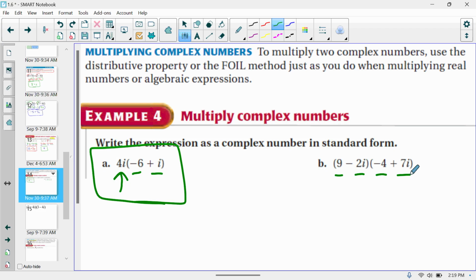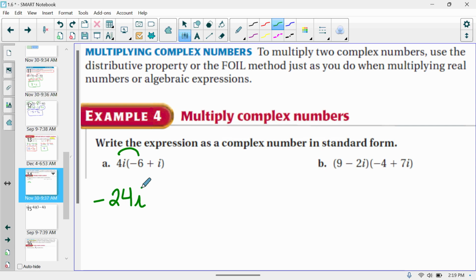You're going to have to FOIL on part B, okay? So listen, 4i times -6, just think of it as 4 times -6, sorry, -24, but then times i. When you do 4i times 1i, 4 times 1 is 4, and then i times i is i squared. Just like when you do x times x, that's x squared, right?